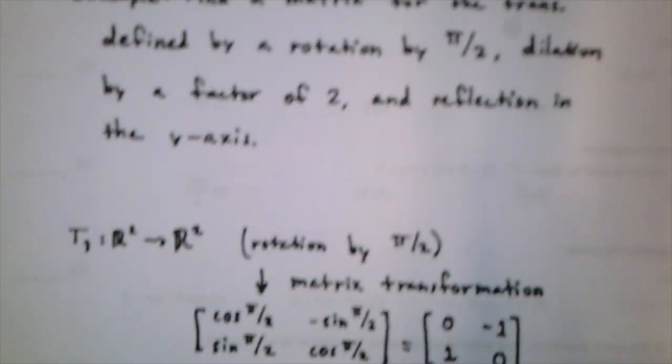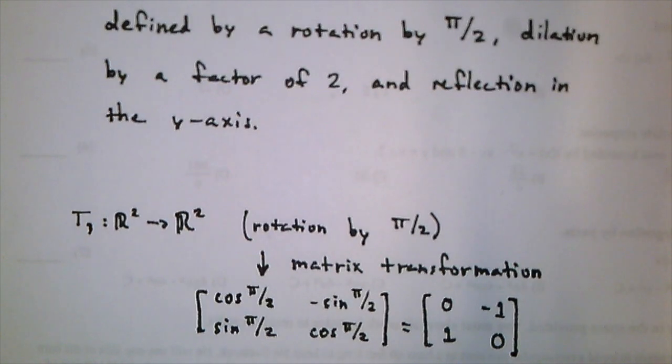The first transformation, I'll call it T3. It's a transformation from R2 to R2, and we have a matrix transformation where we can plug in pi over 2 from a previous example.